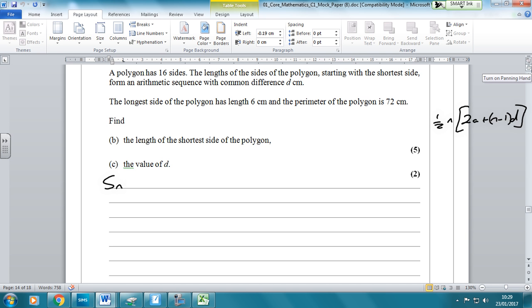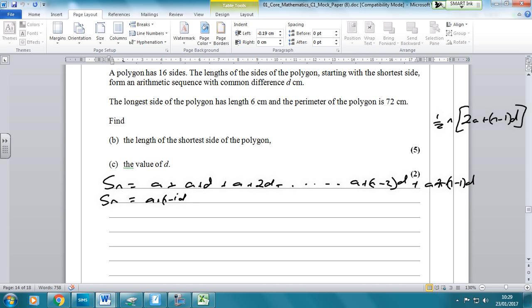So the way we do that is we write down the sum of the series is the first term plus the second term, which is a plus d, plus a plus 2d plus a plus n minus 2d is the penultimate one, plus a plus n minus 1d. And that's the last term. That's the nth term. Then we're going to write that out again, just back to front. So a plus n minus 1d plus a plus n minus 2d plus a plus d plus a.